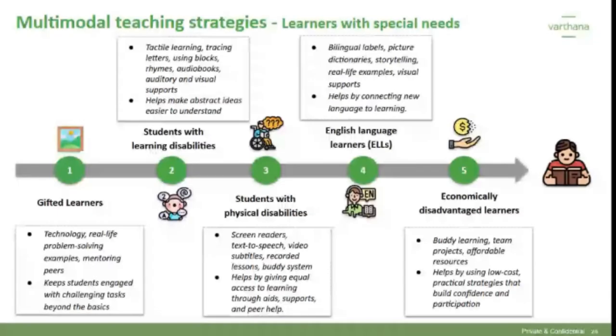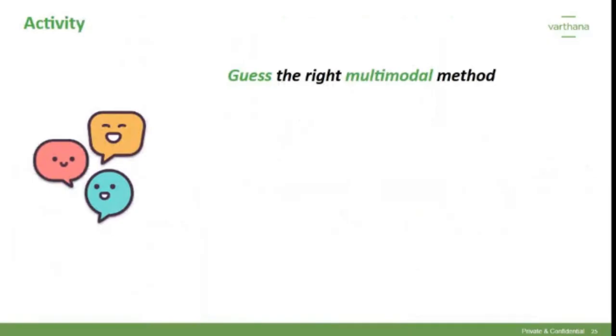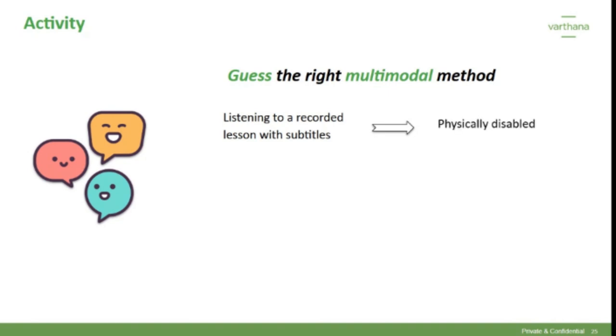So these are the different multimodal methods or teaching strategies we can follow in the class based on the learning styles or based on the learners with special needs. So again, an activity: guess the right multimodal method for the special needs student. Listening to a recorded lesson with subtitles, so which kind of special need can be addressed here? So it is physically disabled. Probably he might be deaf or have impaired hearing, difficulty in hearing.